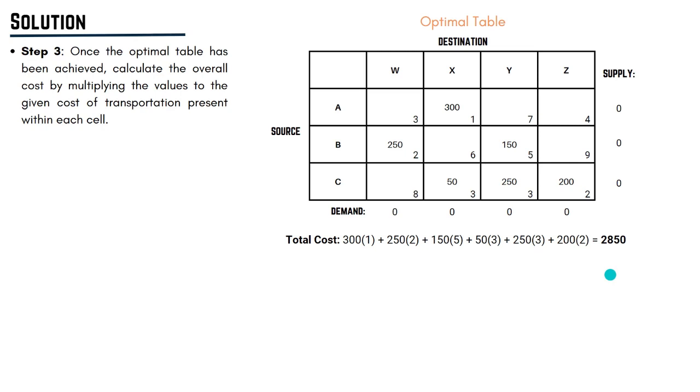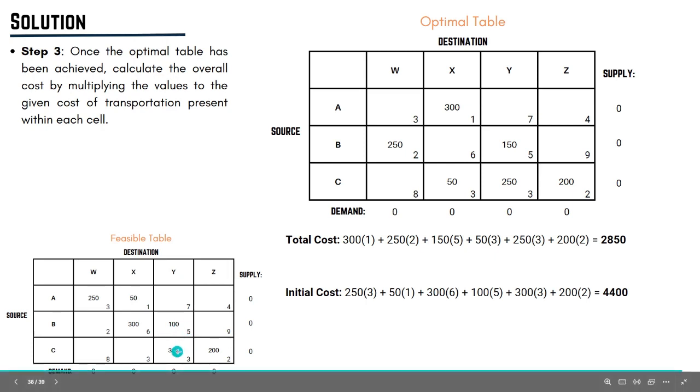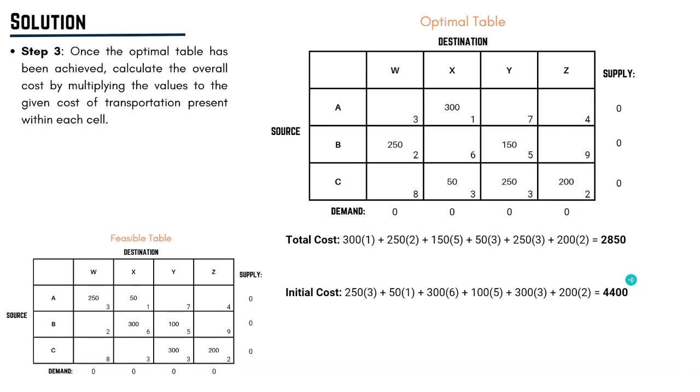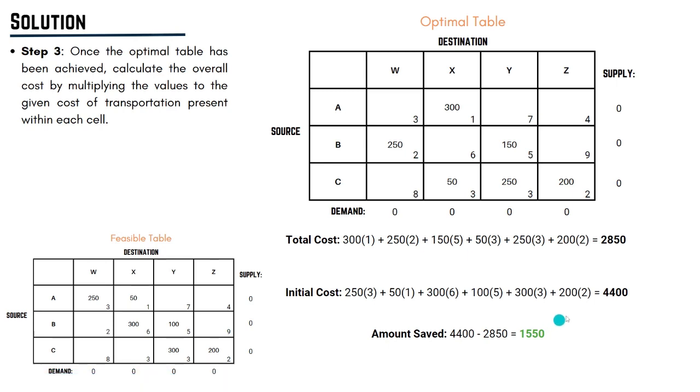But let's compare to our feasible table that we got last time. Again, 250 times 3, 50 times 1, 300 times 6, 100 times 5, 300 times 3, and 200 times 2, we get 4,400. Now that is a big difference. How big do you ask? Well, 4,400 minus 2,850 is 1,150. So we save 1,150 currency. So that is why the transportation problem is very useful in optimizing and minimizing costs. Thank you.